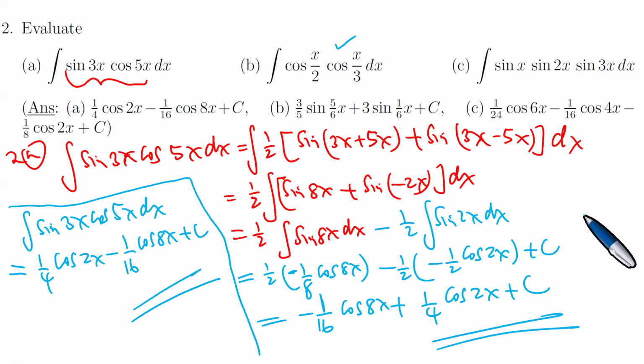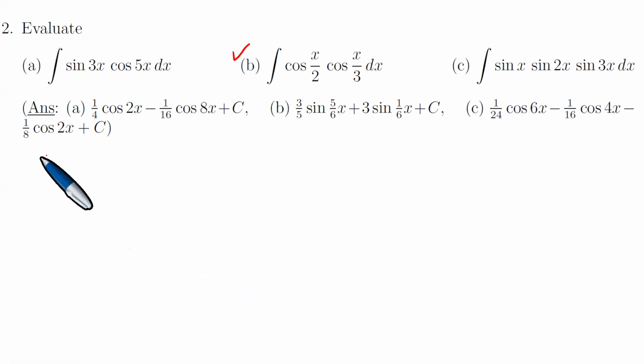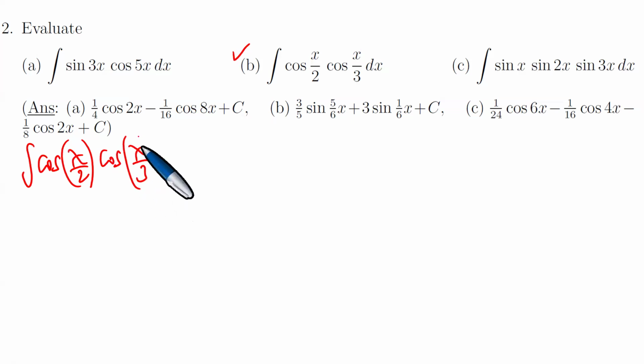Okay, so we're moving on now to the second part. Which means that it is the integral of cosine of x over 2, cosine of x over 3, dx. Okay, to do this one now is the same thing.